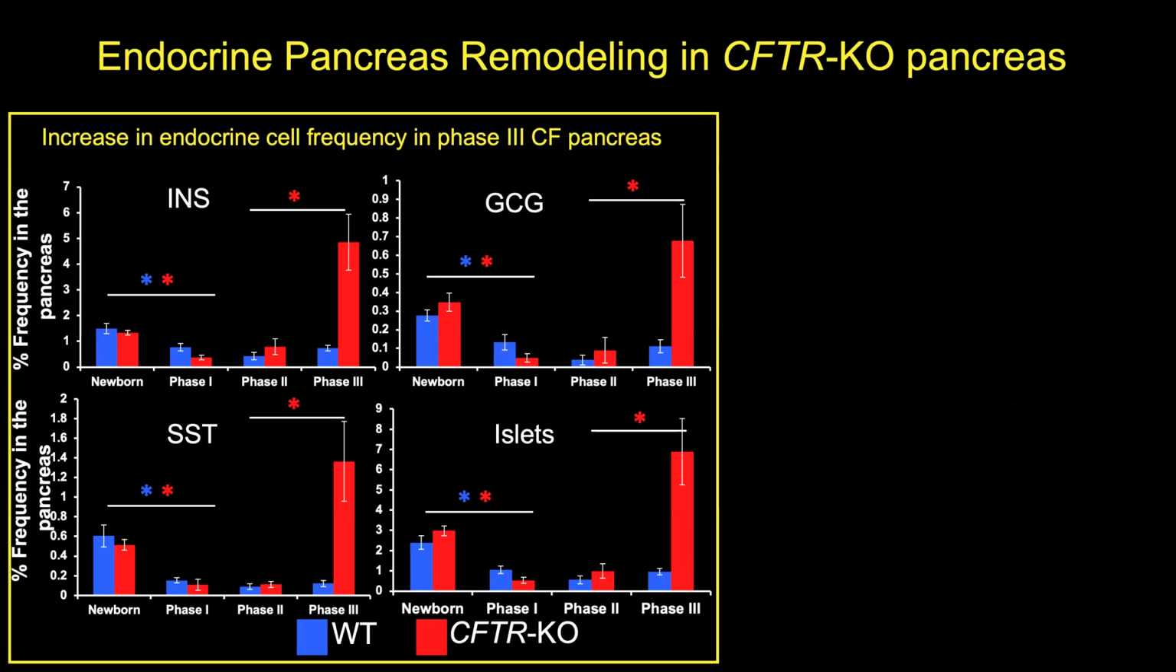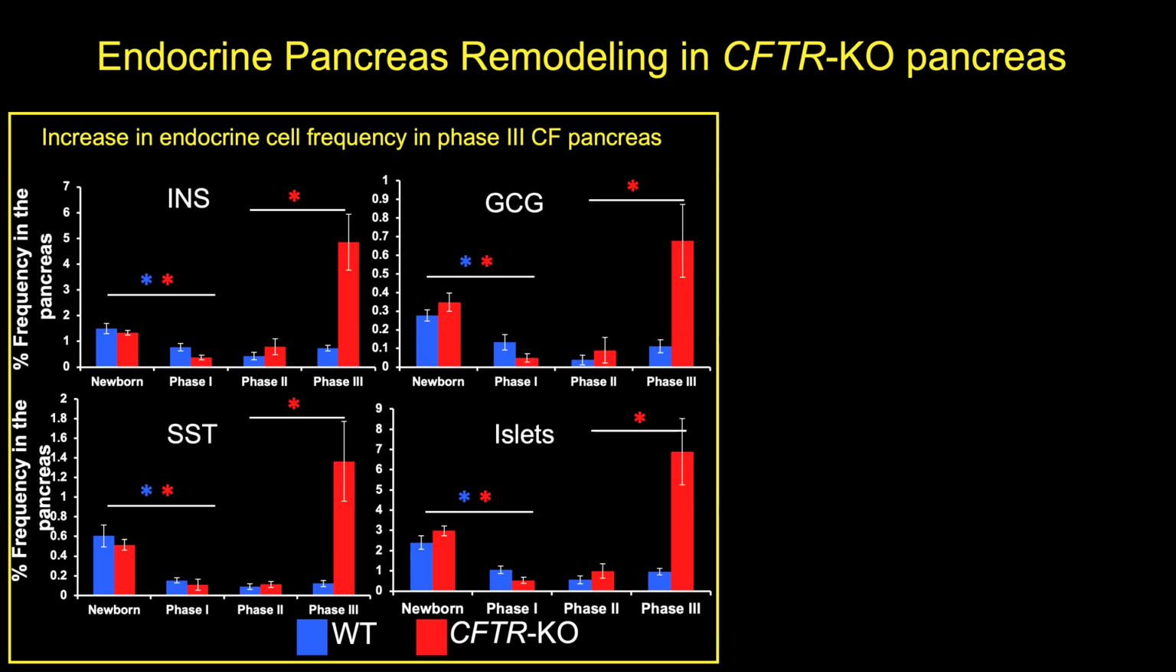Now, in order to understand the changes in the endocrine pancreas, we stained the wild type and CF ferret pancreatic tissue sections with endocrine hormones like insulin, glucagon, and somatostatin, and quantified their abundance using morphometry. There was a significant increase in the frequency of endocrine hormone expressing cells between phase 2 and phase 3. Again, this is the phase during which recovery in glucose tolerance happens.